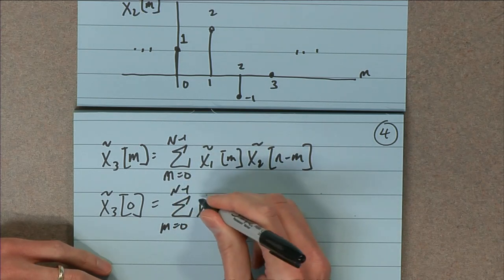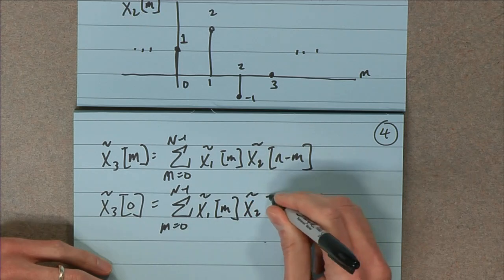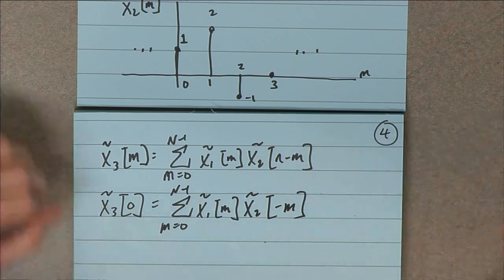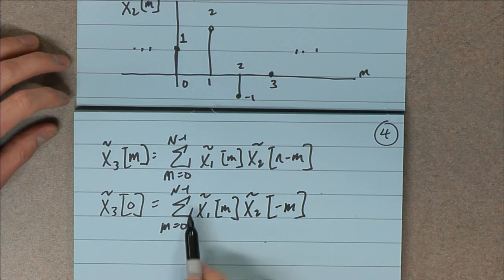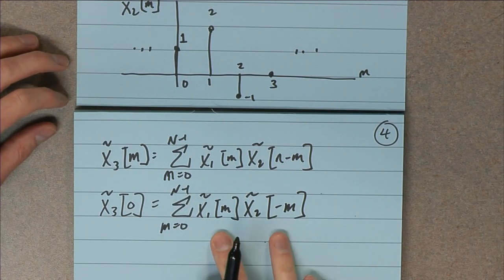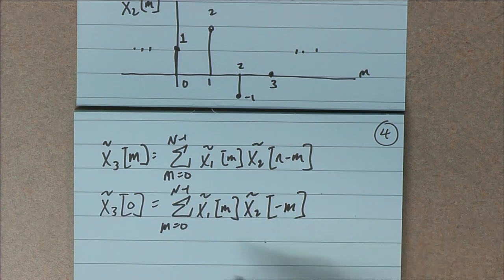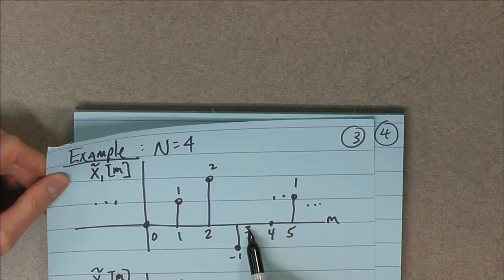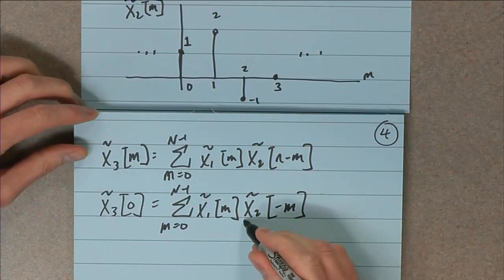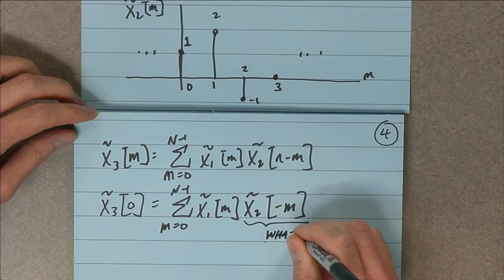So if we attack that, we end up with an equation like that. So we're going to be summing everything, m equals 0 to n minus 1, multiply these, and we're good to go. So we already know what x1 of m is in this interval, 0 to 3. So we're set there. We don't care about that part. So the question we have to ask ourselves is, what is this?